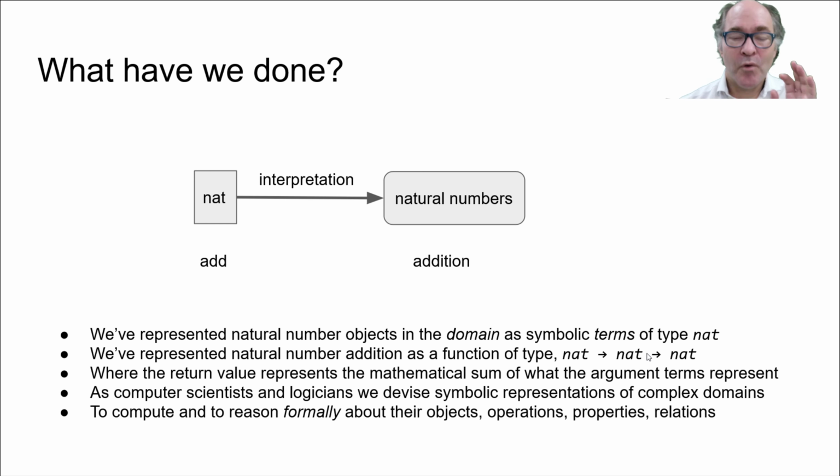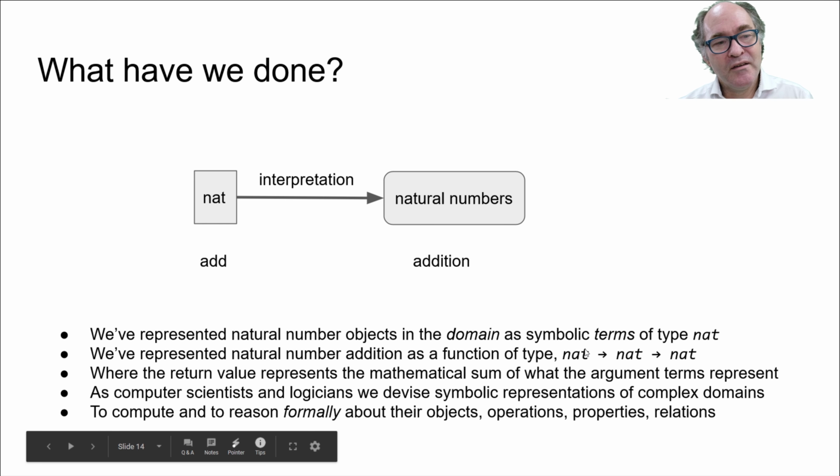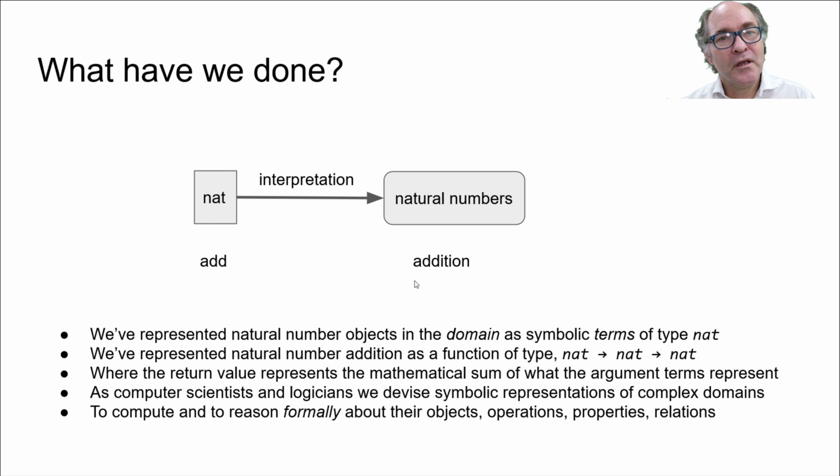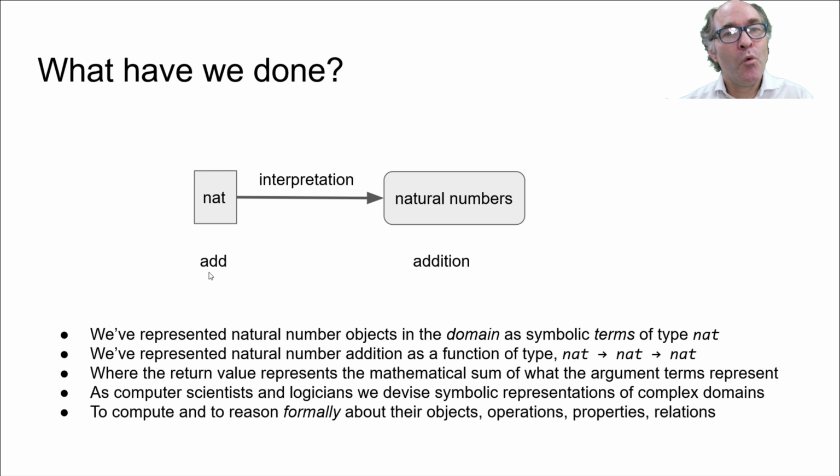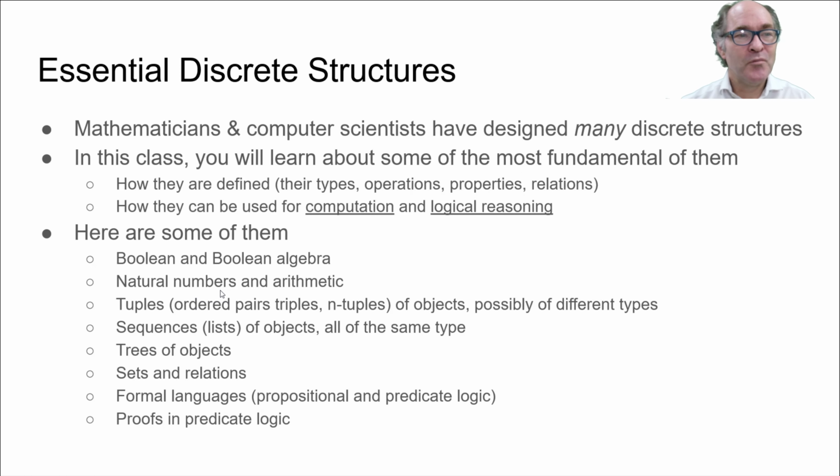I know I've said it 50 times now, but you really want to wrap your head around that correspondence between the symbolic domain and the real world or math world domain that it's being used to represent. And the idea now is that we can compute and reason formally about natural numbers in terms of this particular representation of natural numbers and this particular representation, if you will, of how one can add natural numbers. A representation in the form of a recursive algorithm that takes two objects of type NAT as its arguments and returns another object of type NAT as a result.